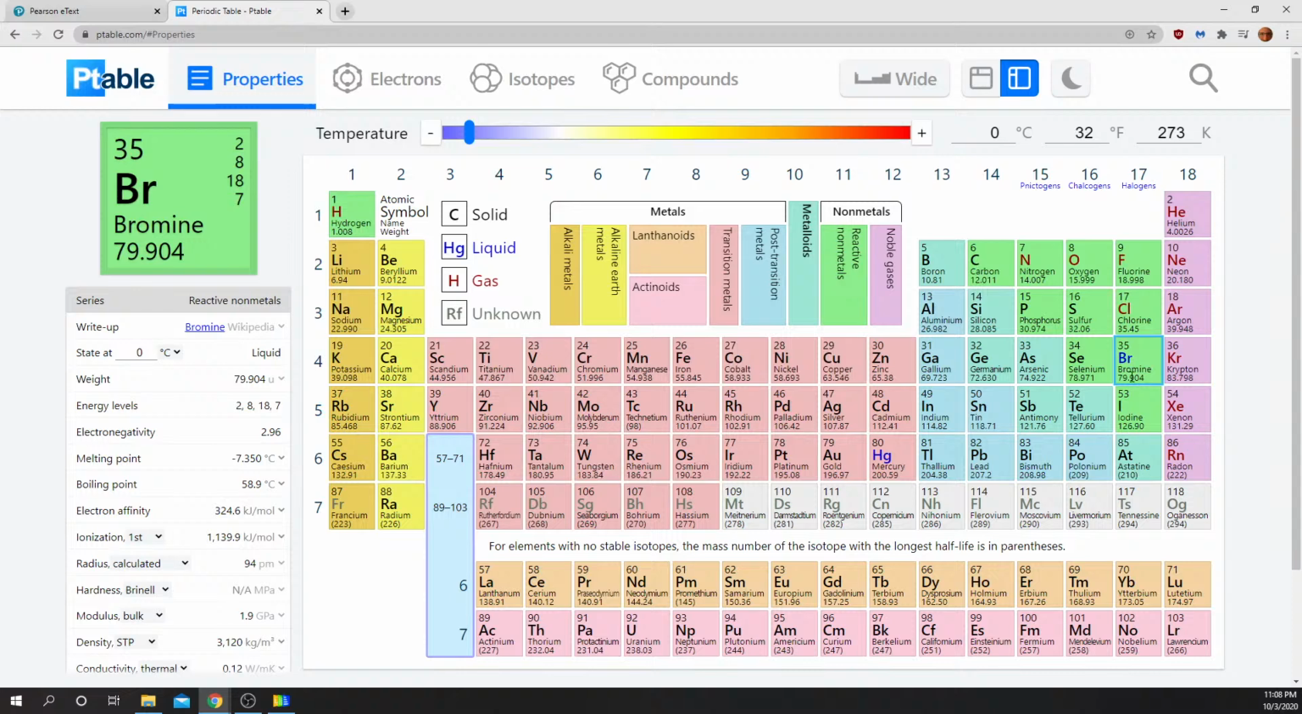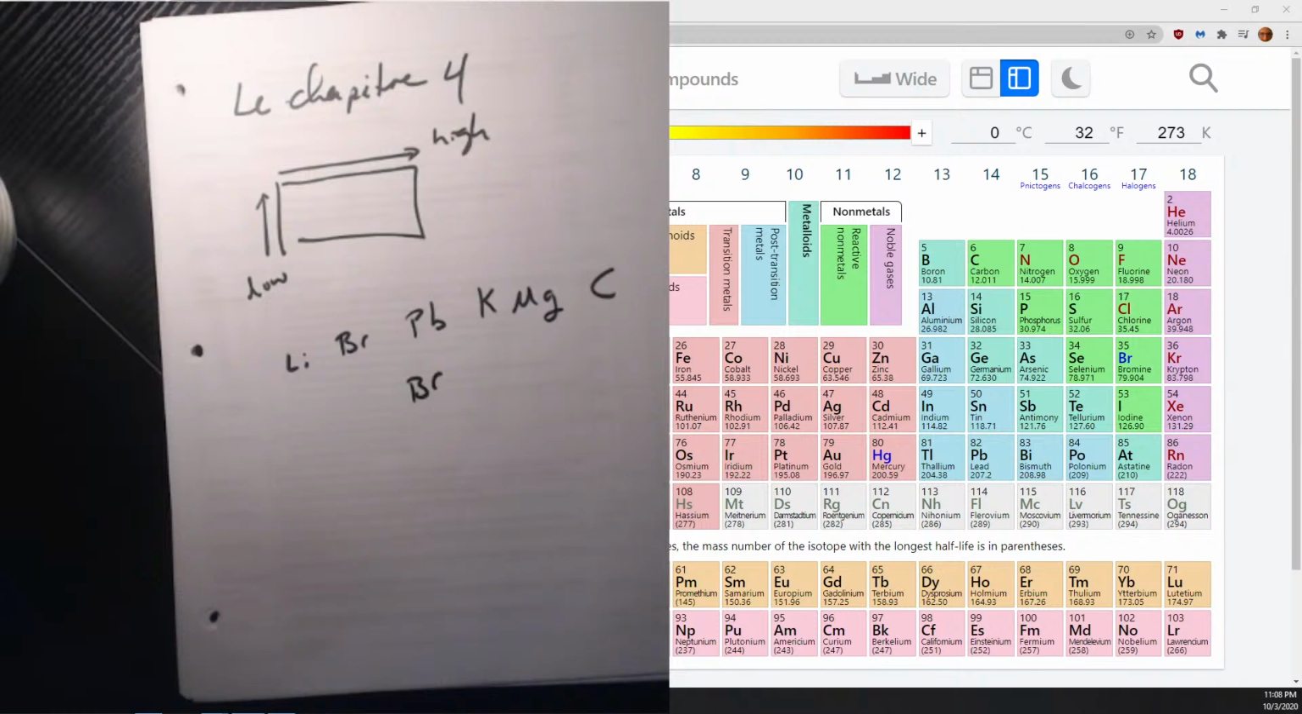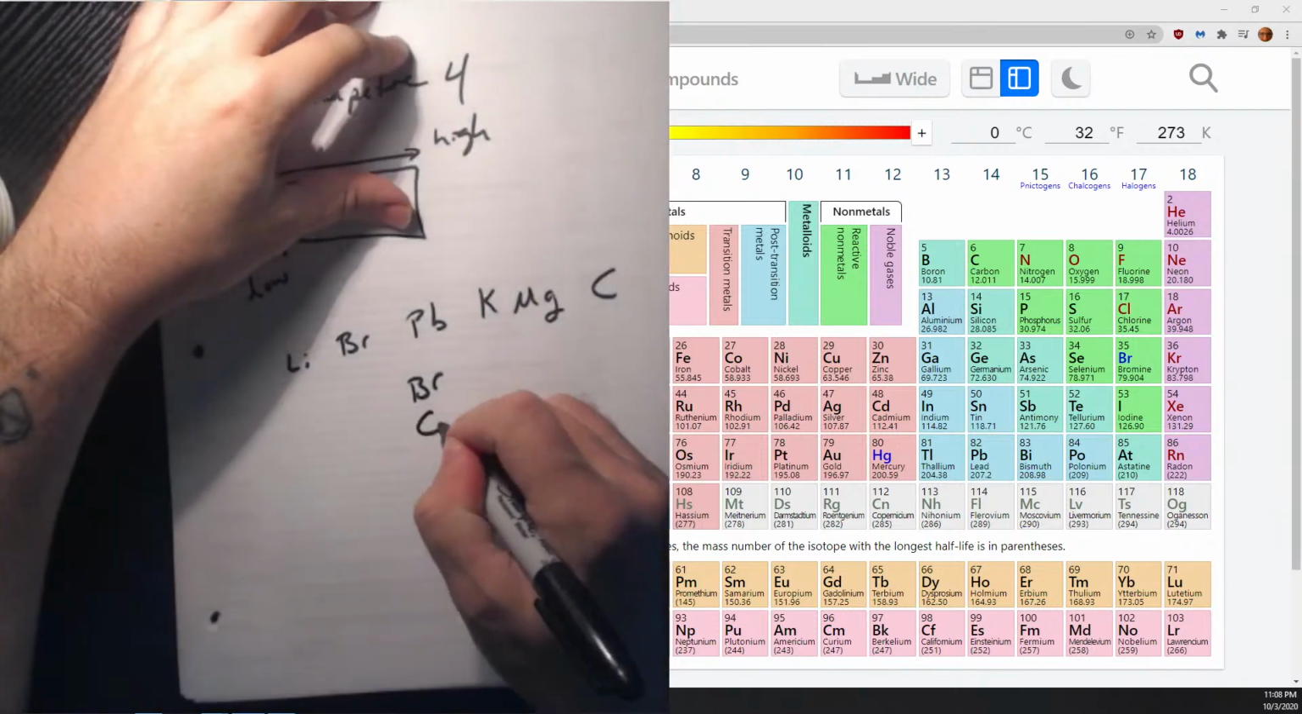Let's see. Can I get this to show me electronegativity? I do not see that it can. It does list electron affinity. Oh, electronegativity is 2.96 for bromine, and carbon is 2.55. So bromine is going to win. I was uncertain about that, but bromine is going to be number 1. Carbon is going to be number 2.